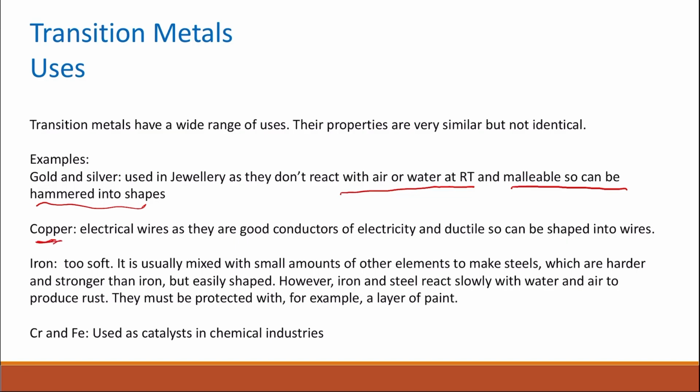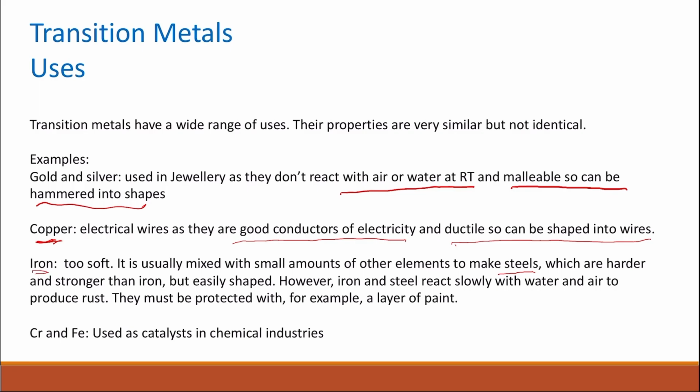When we look at copper, we usually use copper in electric wires, and the main reason for that is that copper is a really good conductor of electricity and it is ductile, so it can simply be shaped into wires. Iron is too soft to be used as a metal alone. So we don't usually use iron alone, but it is usually mixed with a small amount of other elements to make steel. Steel is much harder than iron and much stronger.